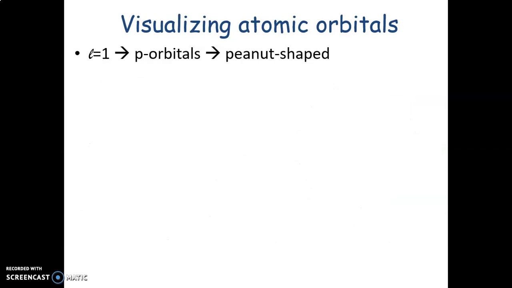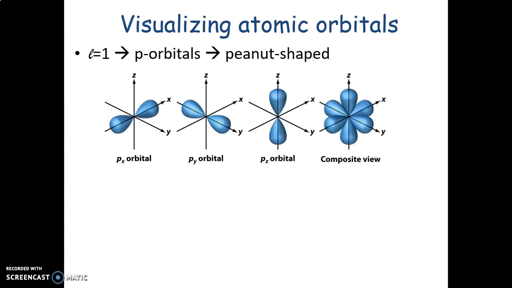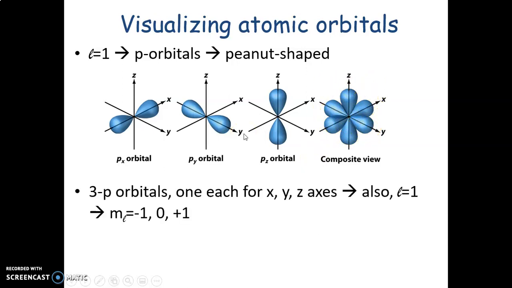We said L is for p orbitals. When L equals 1, that's a p orbital, and those are peanut shaped. They look like this. You can have one along the x-axis, you can have one along the y-axis, and you can have one along the z-axis. And if you add all 3 of them, you can see that they fill kind of a spherically shaped region of space when you consider all 3 at once.